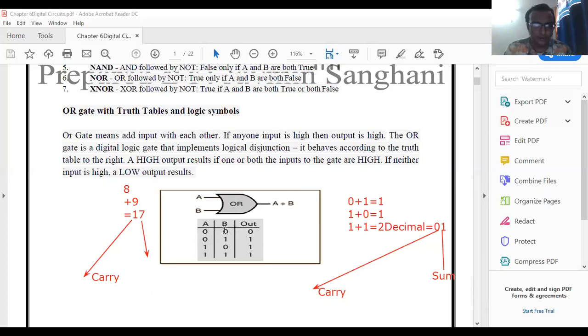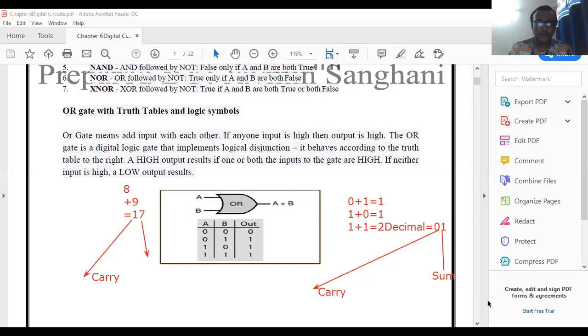So here 0 plus 0 equal to 0, 0 plus 1 equal to 1, 1 plus 0 equal to 1, and 1 plus 1 equal to 1. That's why we get this, the truth table of the OR gate. So it is the fundamental concept, 0 plus 0 equal to 0.